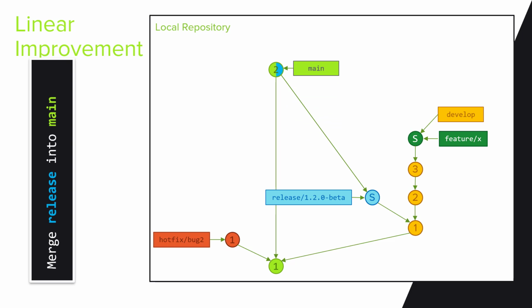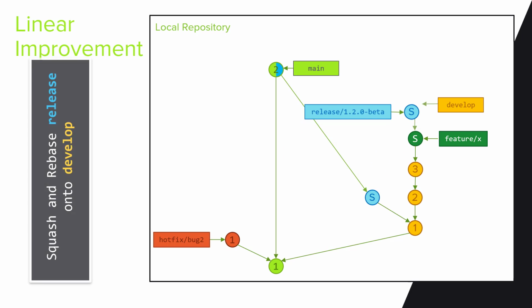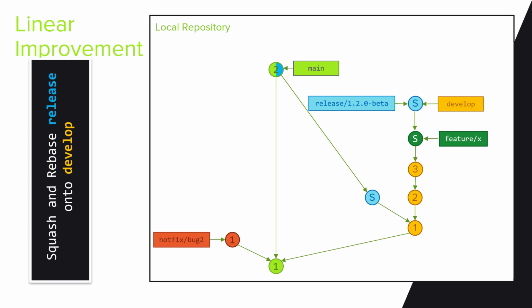Only now, we merge it into main instead of rebasing. We want main to hold a clear history of when a release was made, plus rebasing the release on top of main would potentially affect our ability to combine the release and develop branches later. So, as a rule, always merge into main. We can now rebase release onto develop and fast forward develop to this newest commit.